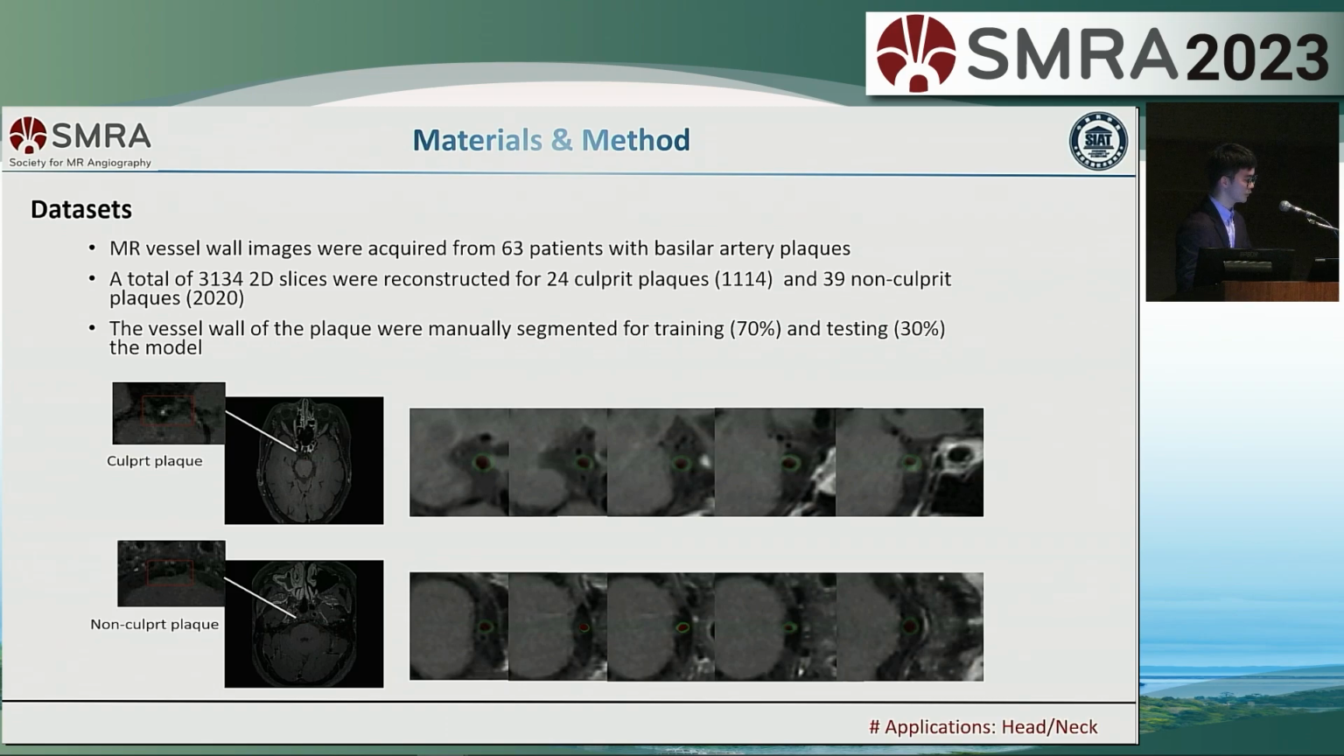Our dataset: MR vessel wall images were acquired from 63 patients with basilar arterial plaques. A total of 3,134 two-dimensional slices were reconstructed for 24 culprit plaques and 39 non-culprit plaques. The vessel wall of the plaques was manually segmented for training and testing the model.